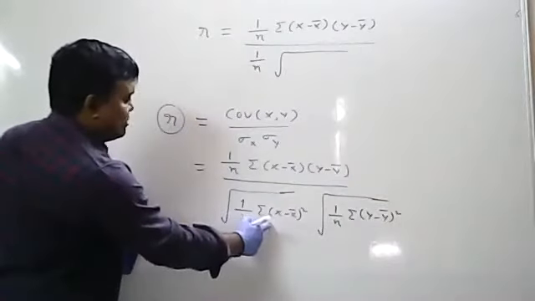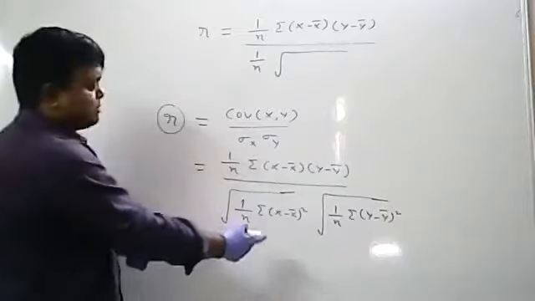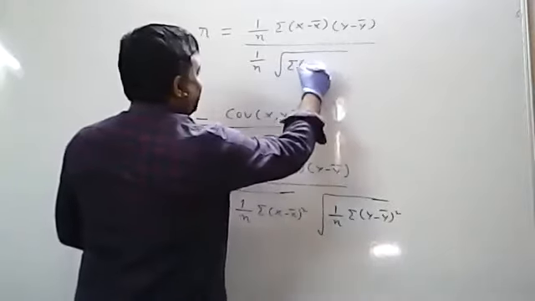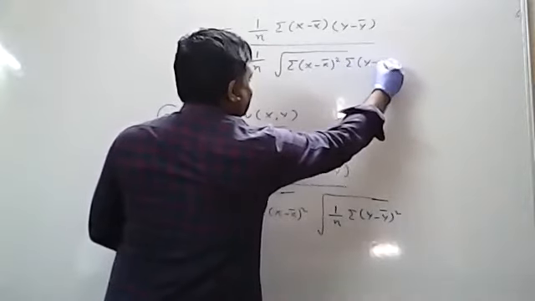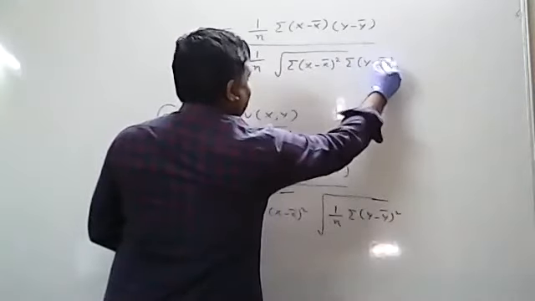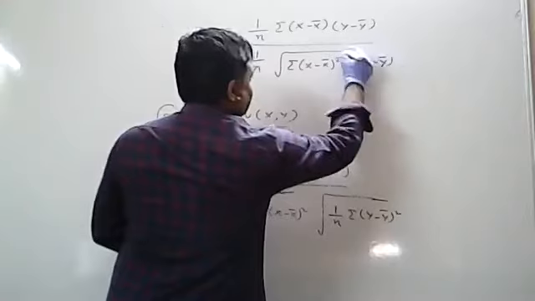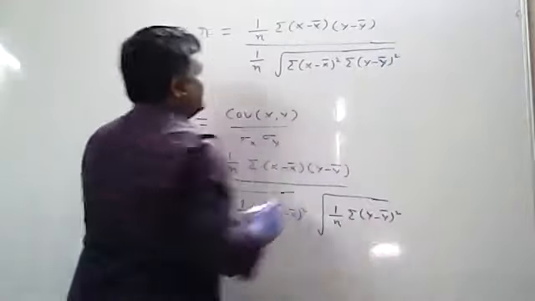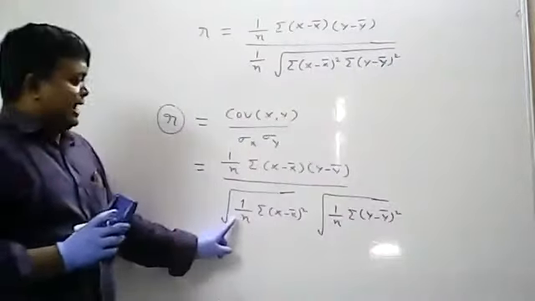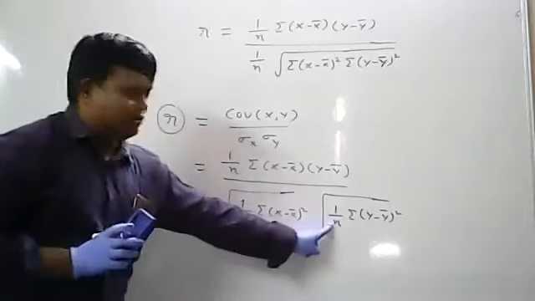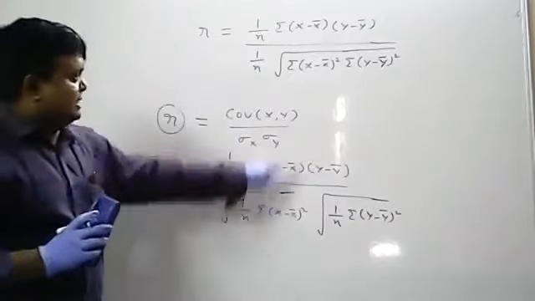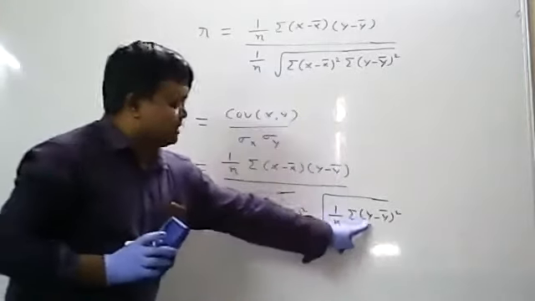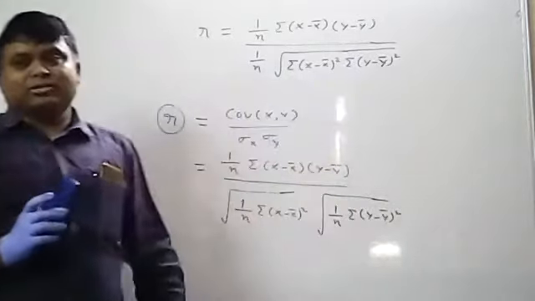Root ab means what is a value now? 1 by n already I have separated. So what is a value? Summation x minus x bar whole square into summation y minus y bar whole square. Root over a into b. A into b means 1 by n into 1 by n, 1 by n square. So 1 by n square under root is nothing but 1 by n. So a is nothing but summation x minus x bar whole square. B is nothing but summation y minus y bar whole square.